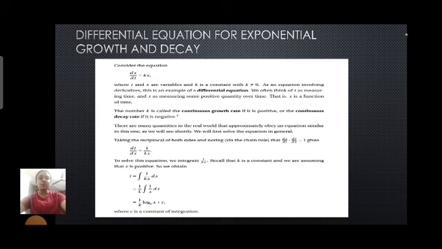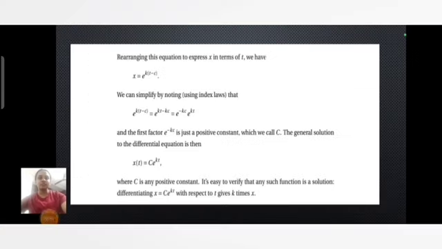will see shortly. We will first solve the equation in general, taking the reciprocal of both sides and noting via the chain rule that dx by dt into dt by dx is equal to 1 gives dt by dx is equal to 1 by kx. To solve this equation, we integrate 1 by kx. Recall that k is a constant and we are assuming that x is positive, so we obtain t is equal to integral of 1 by kx into dx is equal to 1 by k into integral of 1 by x dx, which is equal to 1 by k log e x plus c, where c is a constant of integration.